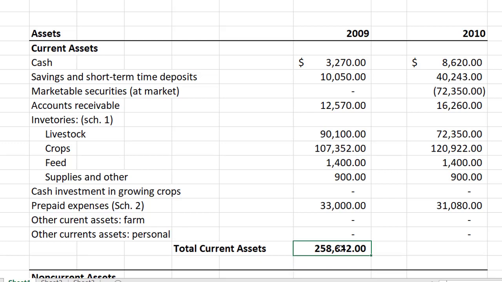Then we're going to do a Control C to copy and a Control V to paste to get a sum for all of the 2010 items.